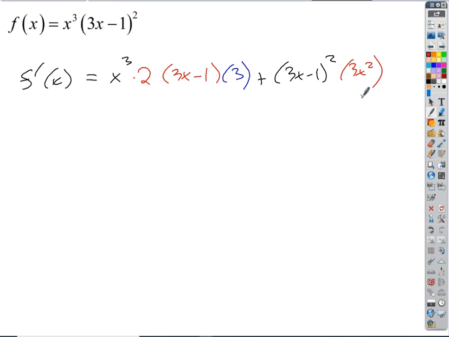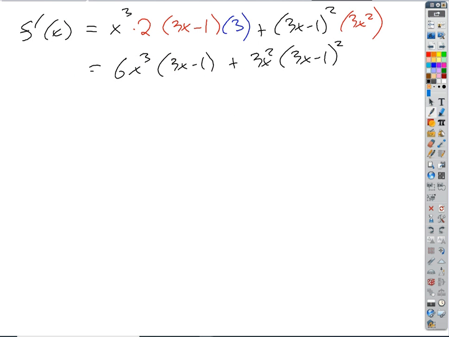Okay, good, so we could maybe clean this up just a little bit. So we're gonna get 2 times 3 is 6x cubed times 3x minus 1, plus 3x squared times (3x minus 1) quantity squared. Once again, we could just easily distribute and combine like terms, but let's go ahead and take advantage of the fact that we can factor this a little bit. So what have we got here? What about the numbers? What can I factor out of the numbers? 3. Okay, so we can take a 3 out.